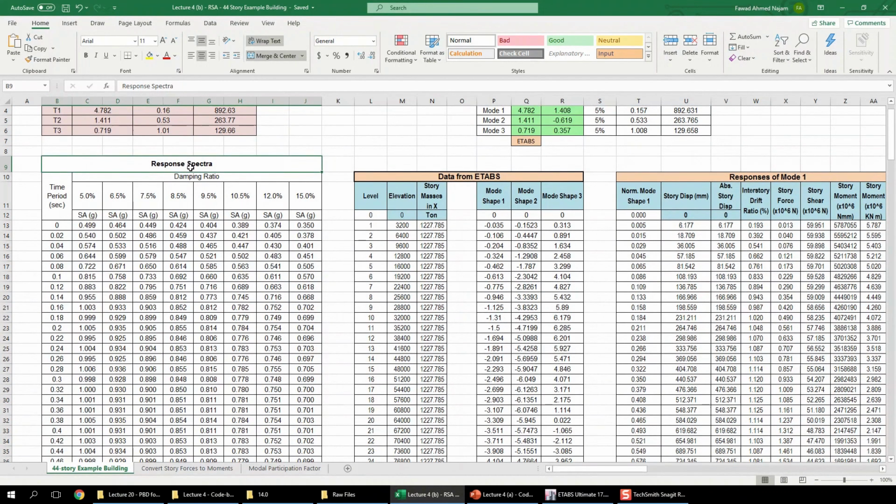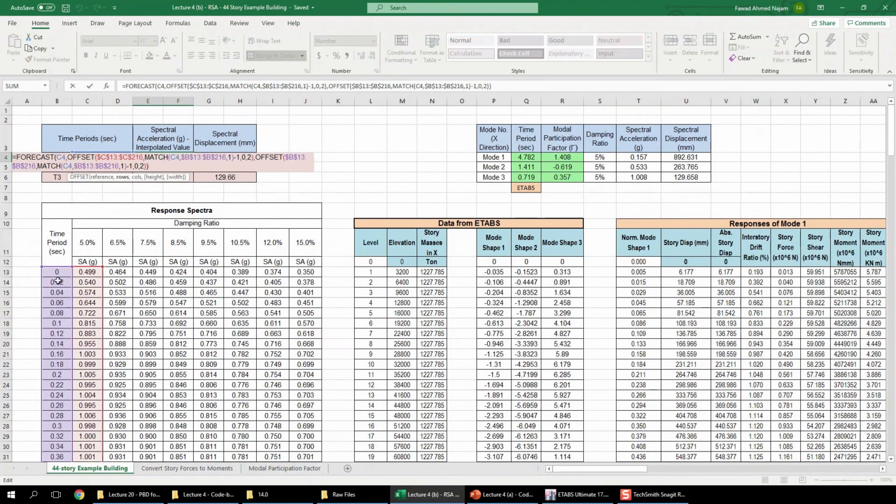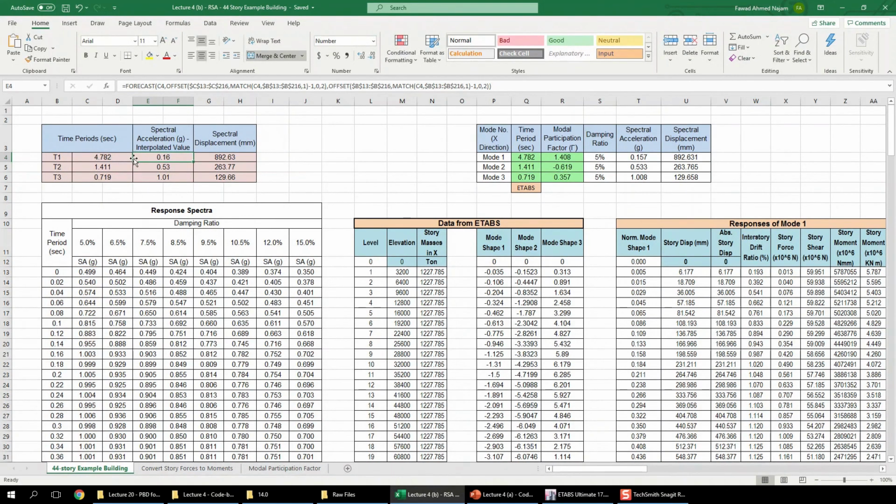So this is the response spectra. I have plotted the time period for the spectral acceleration for different values of dampings, but in this example I am just using the 5% damping value. So here I have used these two columns, time period and spectral acceleration. You can see this formula, and this is basically picking the value from this time period column and the spectral acceleration column. It is picking the spectral acceleration corresponding to this time period.